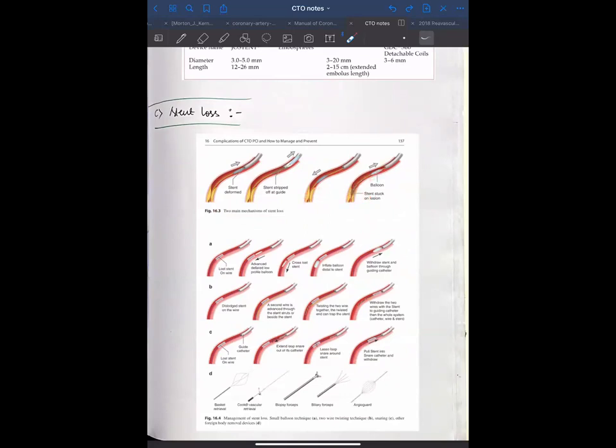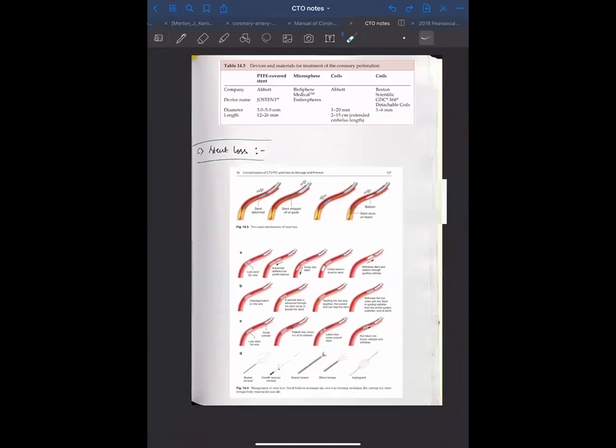So when that happens, when the wire is still there, we can either try to cross the balloon across and withdraw it into the guide, or we can send a wire outside of the stent and then twist the wire and pull it back, trap and pull it back, or we can snare it into the system. So these three ways we can actually rescue ourselves from a stent.